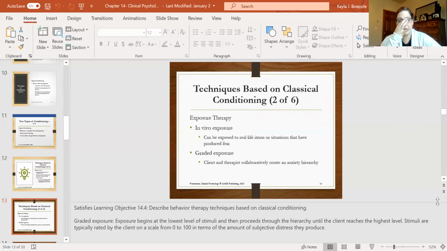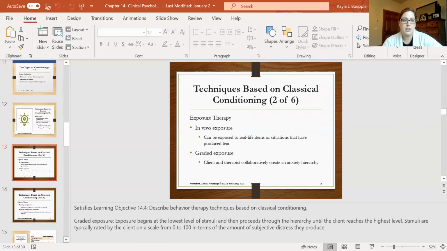But there are other ways we can do this. We can do in vivo exposure. You can be exposed to real life items or situations that have produced fear. And one way we can do this is through graded exposure. So the client and the therapist are going to work together to come up with a hierarchy of what different steps they could take in order to become less afraid of spiders or whatever the phobia would be.